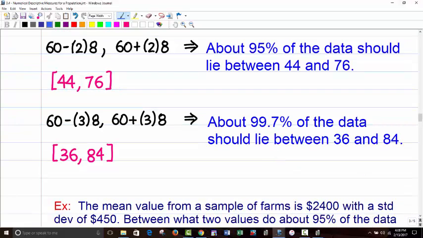And then the last one is 60 minus 3 times 8, 60 plus 3 times 8. So we're expecting 99.7% of the data to be between 36 and 84.